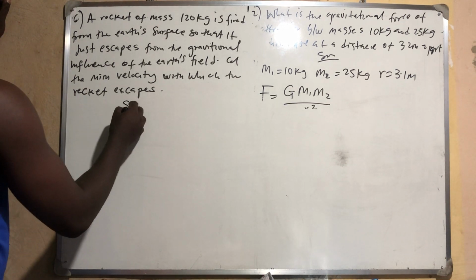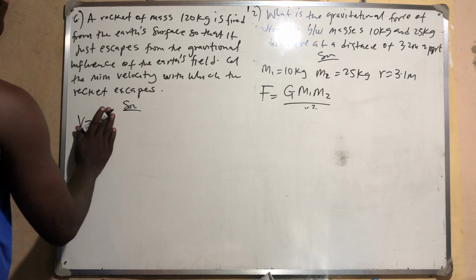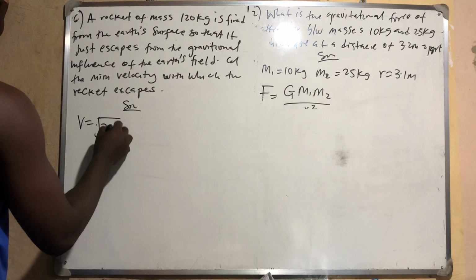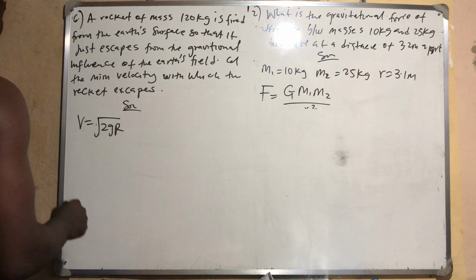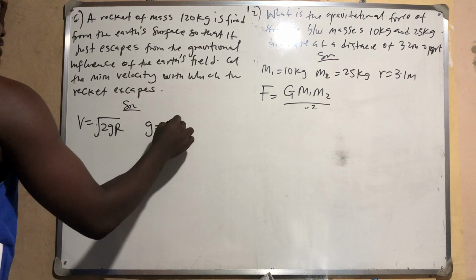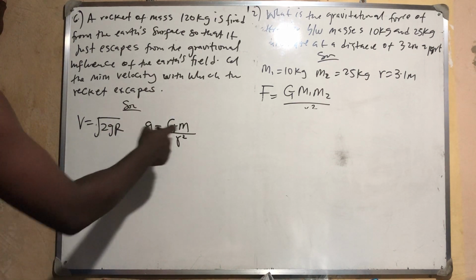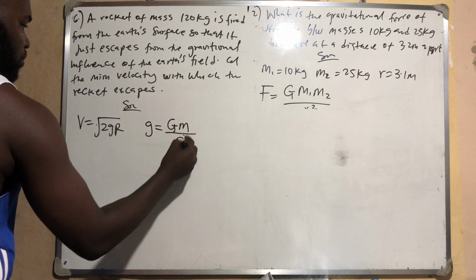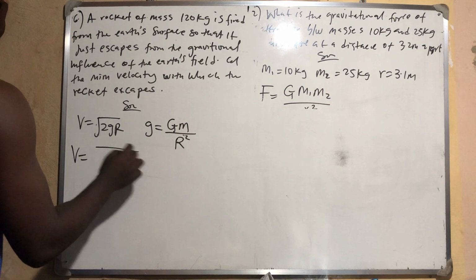Okay, so solution, I know that my v is equal to the square root of 2gR. Don't forget, I'm using this capital letter R because it's on the Earth. But don't forget that your g is equal to GM over R squared. Is it not true? So if you substitute g here, using big R squared, you have that V is equal to the square root of what?